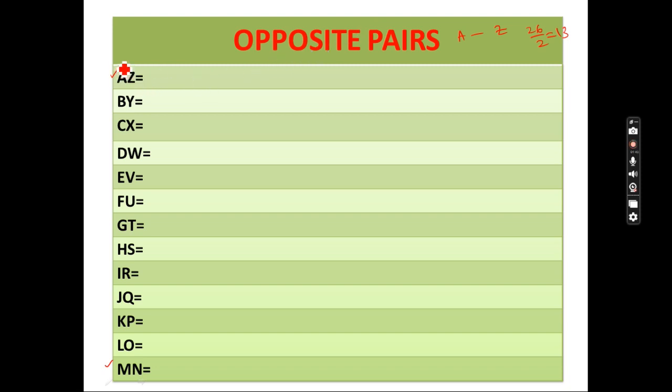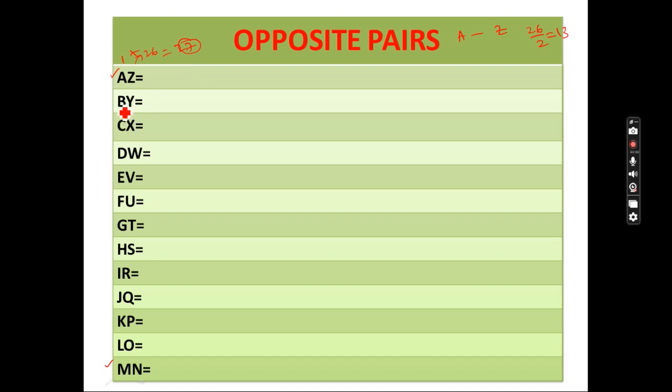Now, why am I saying opposite pairs? What is the A value? In the last video I said how to remember the alphabet positions. In this video again I am showing: A means 1, Z means 26. So 1 plus 26 is 27. Whatever alphabets you have here, if you add their position values and get 27, you can say this is an opposite pair.